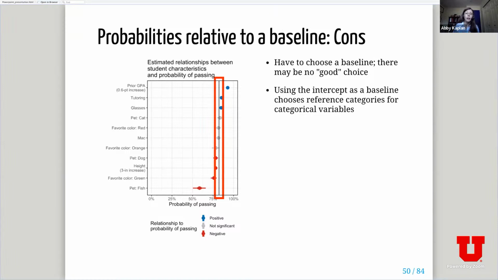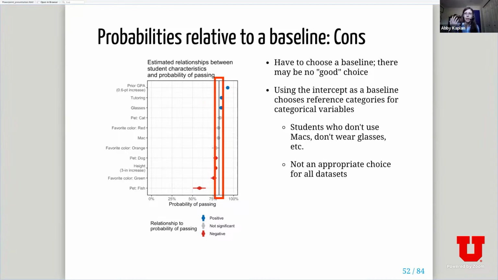So this is for a student who doesn't use a Mac, who doesn't wear glasses, whose favorite color is blue, and so on. In our example, that's kind of low stakes, but imagine if you had a categorical variable representing, for example, race and ethnicity, right? Then choosing your baseline category, and presenting that as normative could turn out to be very problematic. So doing this intercept approach is not appropriate for all kinds of data sets.